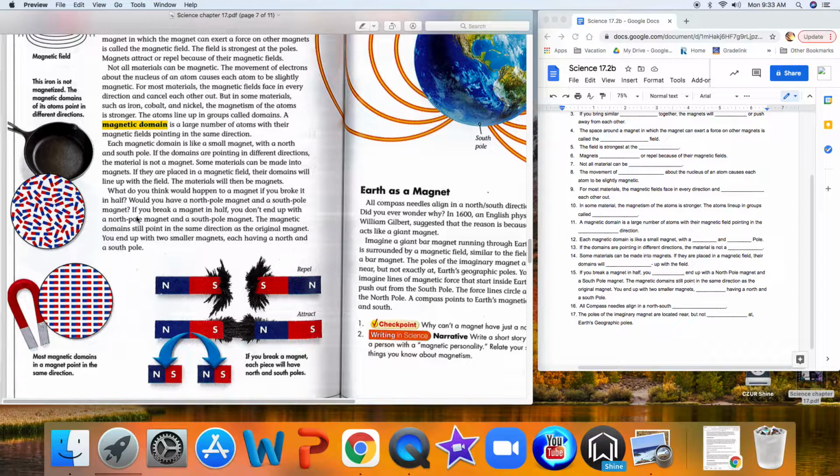Nyla, what do you think would happen to a magnet if you broke it in half? Would you have a north pole magnet and a south pole magnet? If you break a magnet in half, you don't end up with a north pole magnet and a south pole magnet. The magnet domains still point in the same direction as the original magnet. You end up with 2 similar magnets, each having a north and south pole.